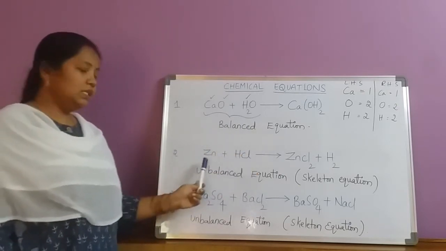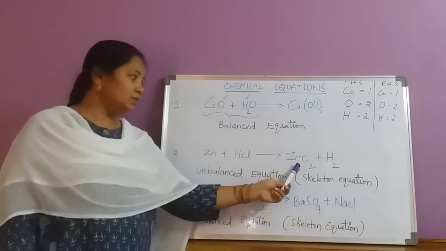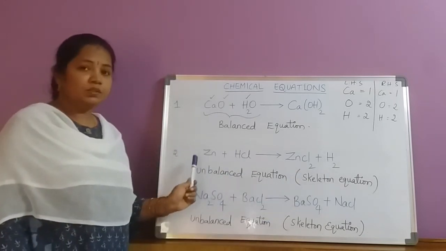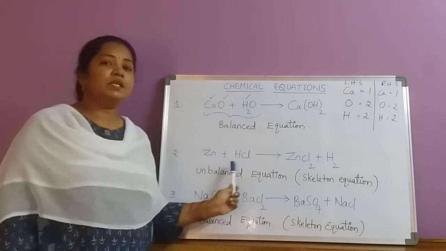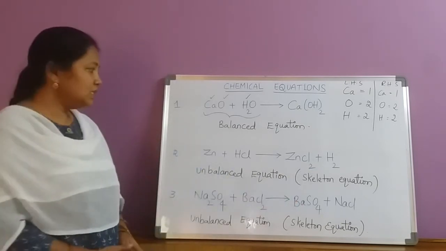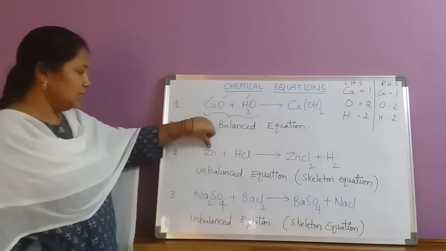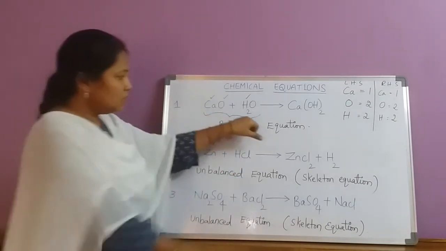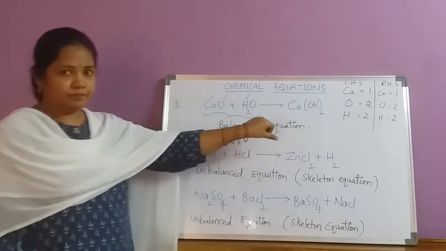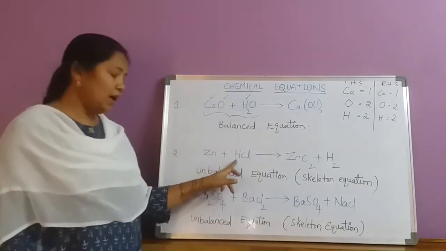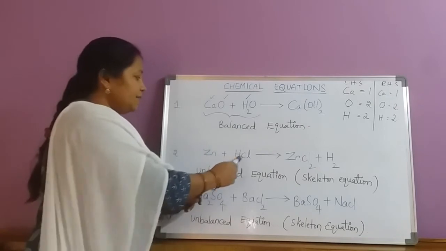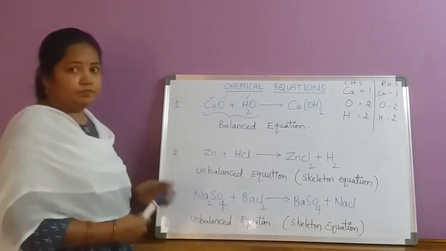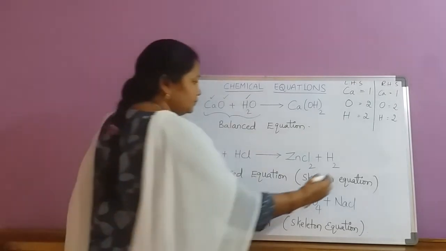Coming to the next one. Zinc reaction with HCl giving rise to zinc chloride plus hydrogen. Observe this equation and again do the same. Count the number of atoms of each and every element towards the LHS side and RHS side. If we see the zinc, then here only 1 zinc is there. LHS side means total only 1 zinc atom is there. Towards the RHS side, we have only 1 zinc. Okay, no problem. Coming to hydrogen, here towards the LHS side we have 1 hydrogen. Towards the RHS side we have 2 hydrogen atoms here. The hydrogen atoms are not balanced here.